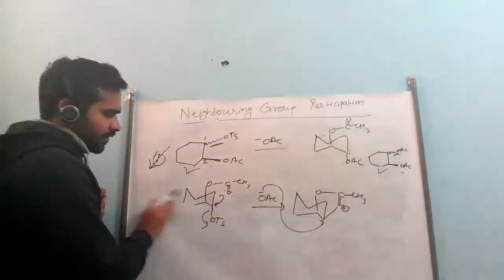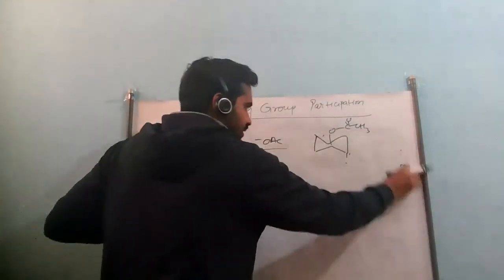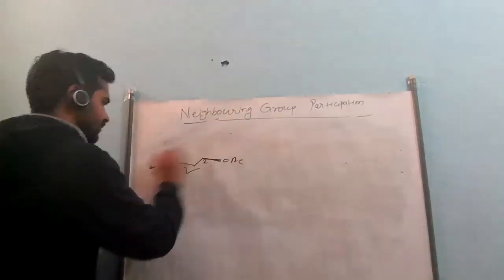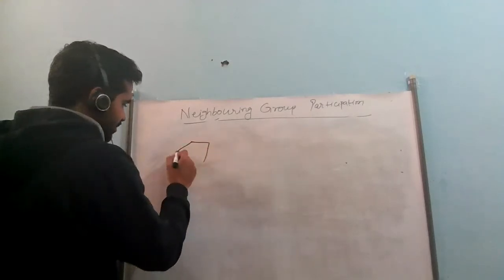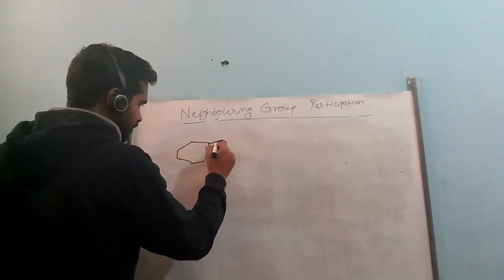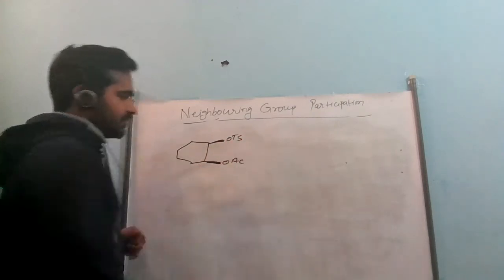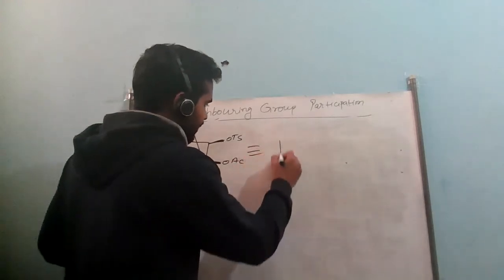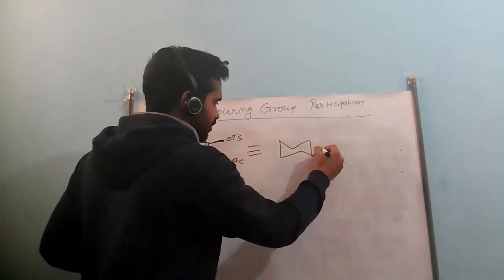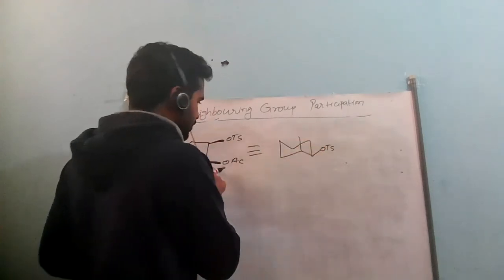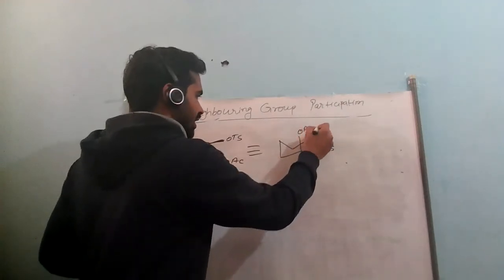Clear? Now we will see in the second reaction how there was no neighboring group participation. See, what was the second compound? The second compound was this: above the plane OTS, above the plane OAC. Clear? We can write it in cyclic or chair form. Suppose this is position number 1, above the plane OTS, and this is position number 2. So this is OAC above the plane.